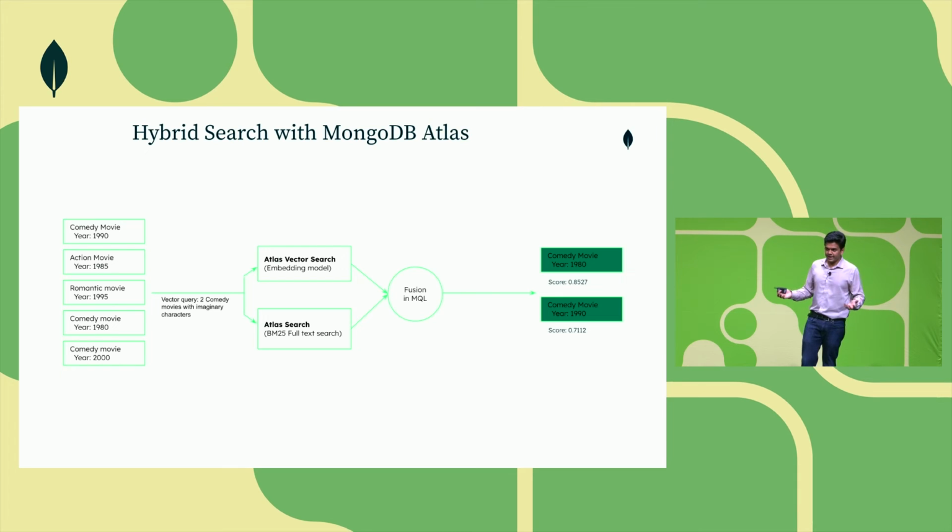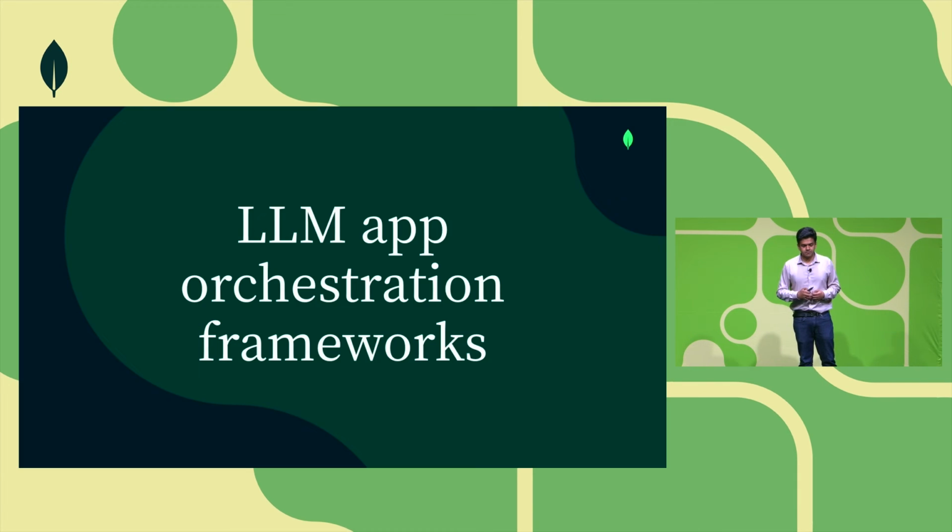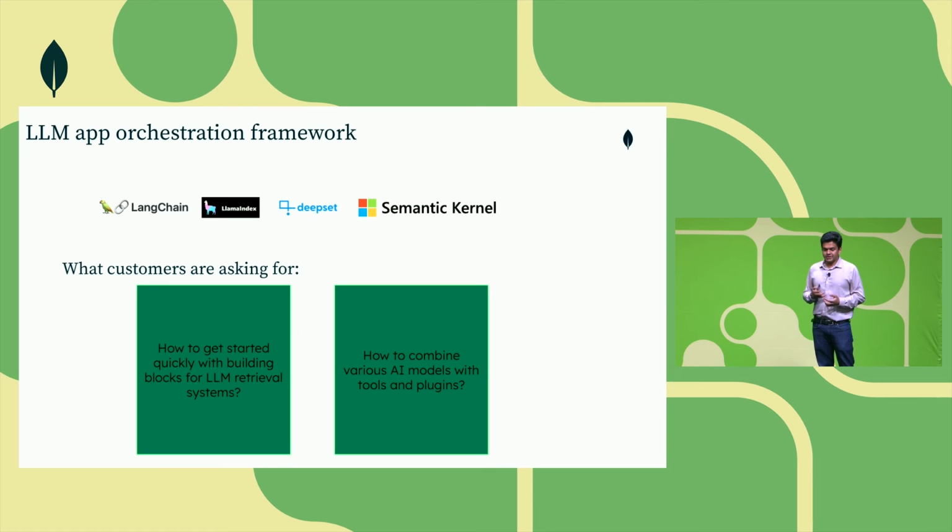We have some more in-depth sessions to go into these concepts today, which brings us to LLM app orchestration frameworks. Now, all these steps are pretty complex and pretty varied, as you saw, that we have been juggling around with. So the big question is, how do I quickly get started with building these LLM retrieval systems? What are the building blocks? And the second thing is, how do I combine these AI models with tools and plugins? That's where LLM app frameworks like LangChain, LlamaIndex, DeepSet, and Semantic Kernel come into the picture.